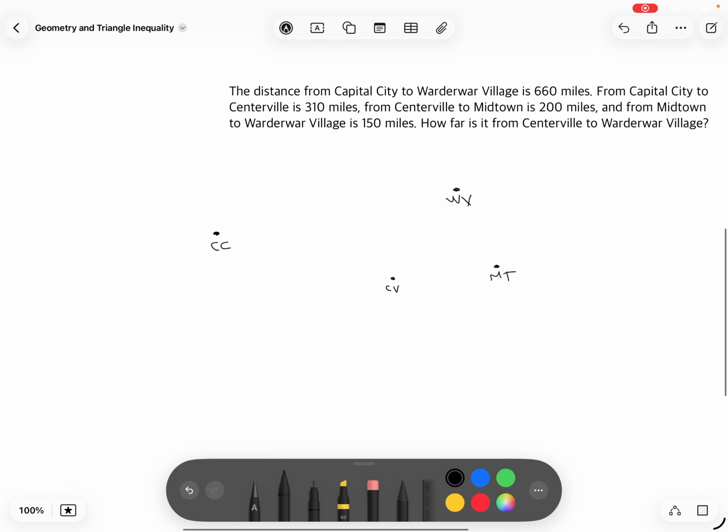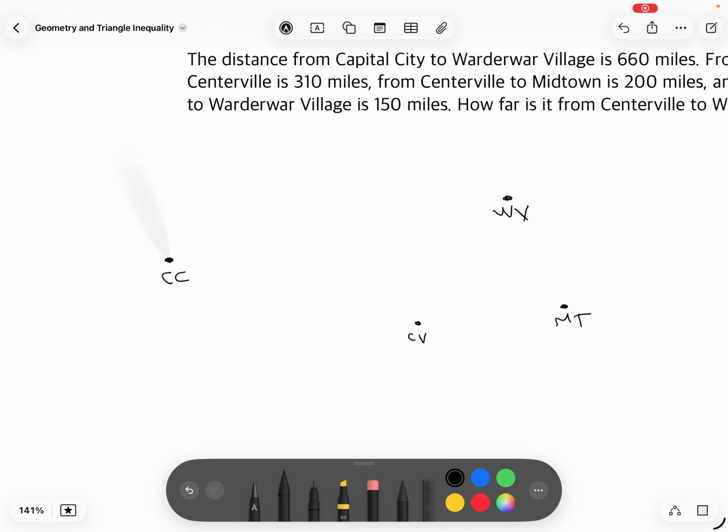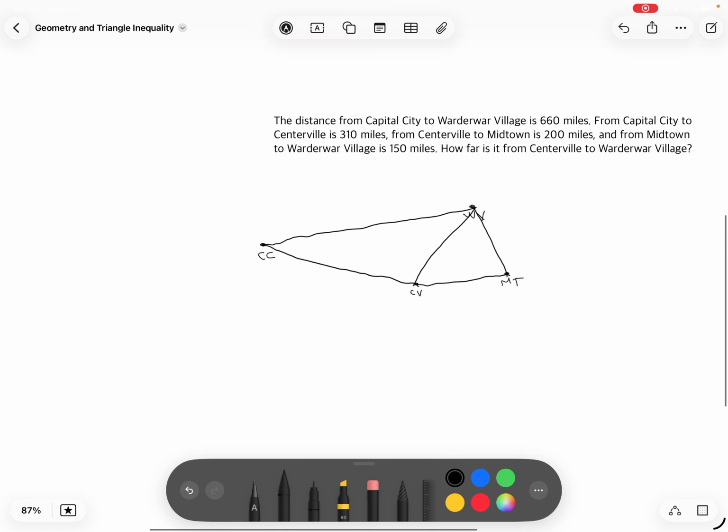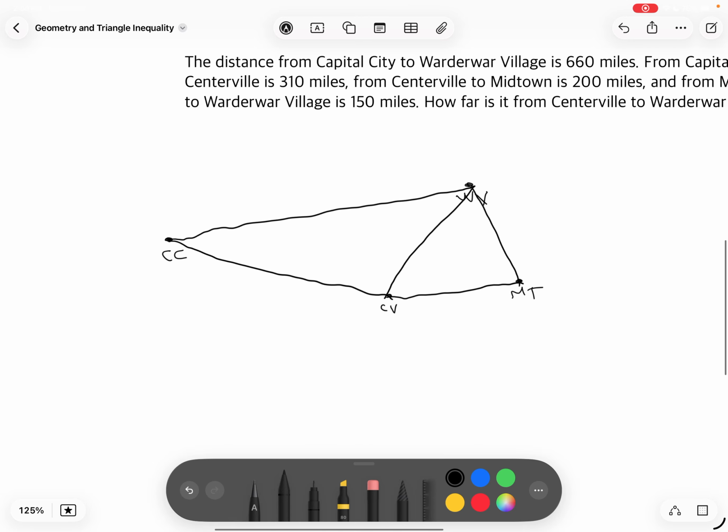Okay, then we're going to connect these line segments here. Rather shaky lines, but... Finally, we'll connect the CC and CV. Okay, so you can see here we have two triangles. We have the triangle represented by CC, WV, and CV, and the triangle represented by CV, MT, and WV.